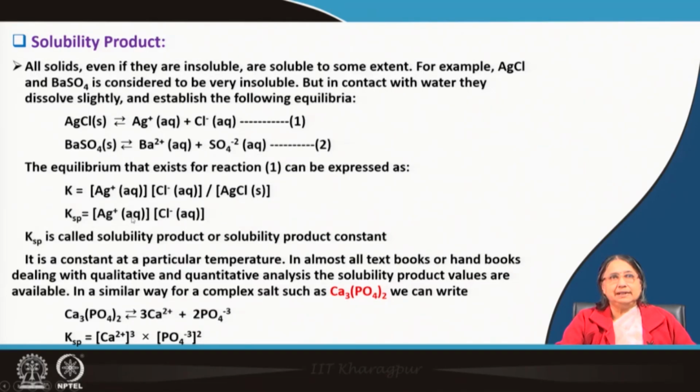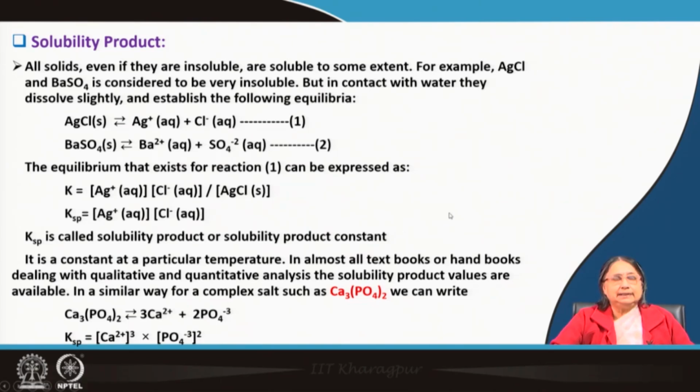So, basically for AgCl, this constant will go to this side, K into K dash, say for example, that will be Ksp, and this is nothing but silver ion concentration into chloride ion concentration. Ksp is called the solubility product.